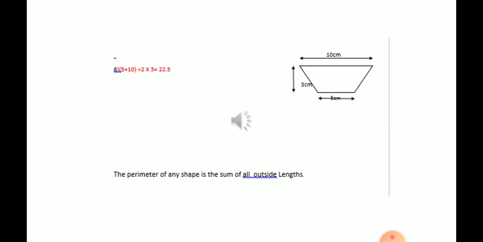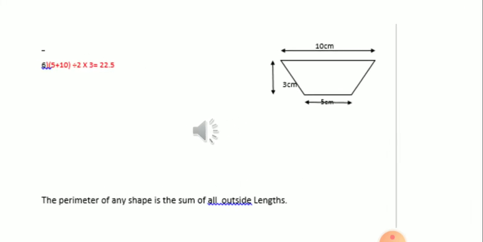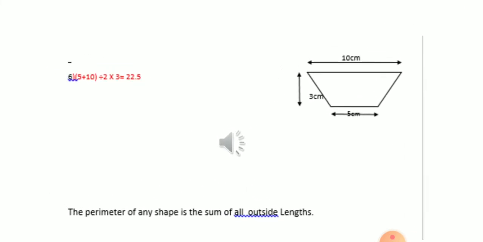Here I give an example to show you how to solve the area of the trapezoid. I have here two bases, one 5 centimeters, the other 10 centimeters, and the height here is 3 centimeters. So area equals 5 plus 10, all divided by 2, times 3. Okay.